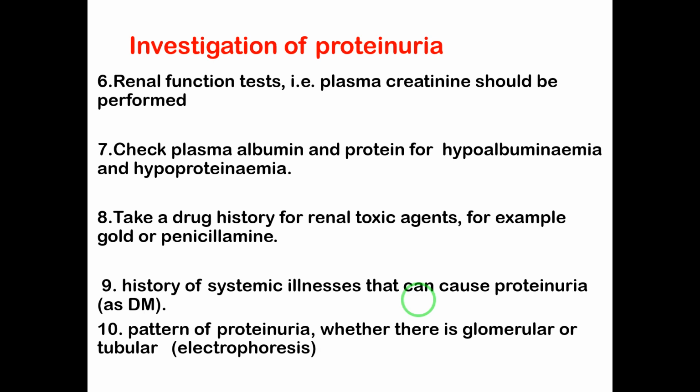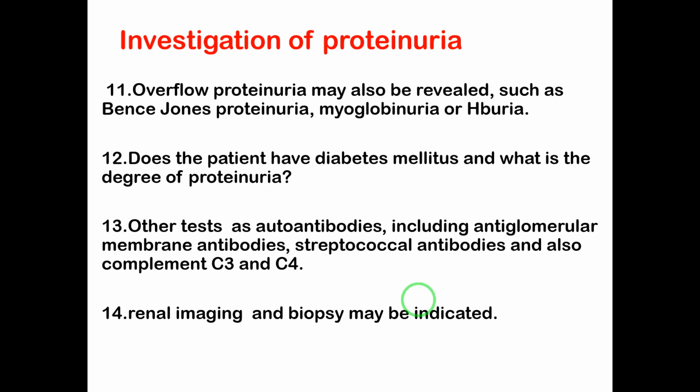Then after that, we will do electrophoresis to see the pattern of the proteinuria, whether it is glomerular, which is characterized by high molecular weight protein mainly, in addition to the low molecular weight protein, or tubular proteinuria, which is characterized by low molecular weight protein in the urine. This can be done by electrophoresis, in which the protein can be separated using a special gel.